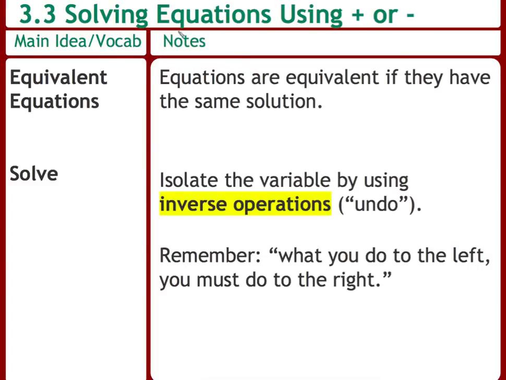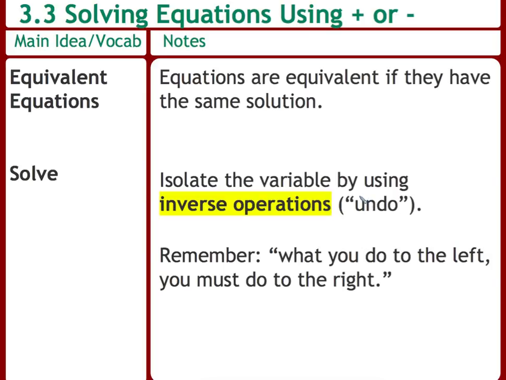For our 3-3, solving equations using addition or subtraction, the first term is equivalent equations. Equivalent equations are equations that have the same solution. So equations are equivalent if they have the same solution. And then we have this notion of solving an equation. To solve an equation, we need to isolate the variable. So we just want 1x or 1y or 1m. We isolate the variable by using the inverse operation, or undoing.